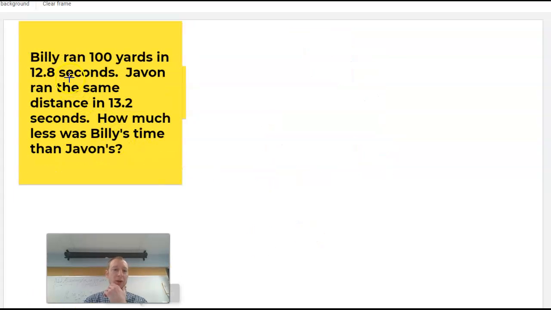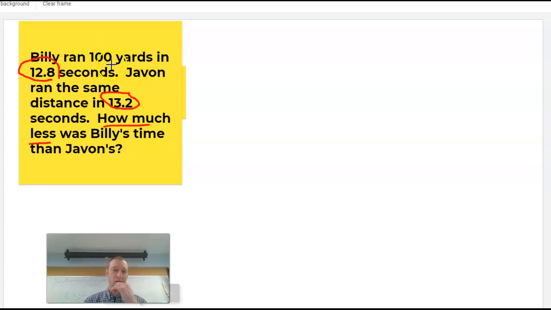All right, here we go. Billy ran 100 yards in 12.8 seconds. So I think that's probably important, 12.8 seconds. Javon ran the same distance in 13.2 seconds. How much less was Billy's time than Javon's? How much less? So now, I didn't really circle the 100 because that number doesn't factor into what I'm multiplying or adding or subtracting, right? That's just the race they ran.